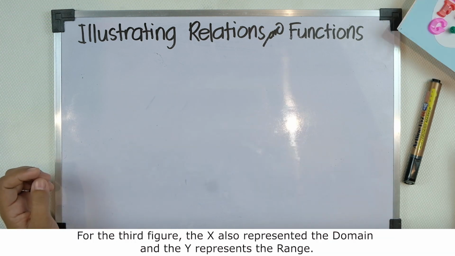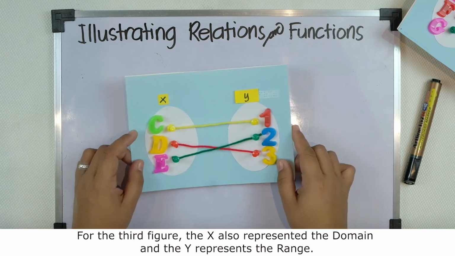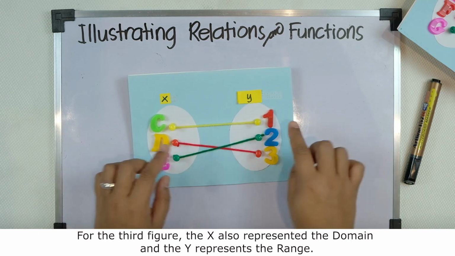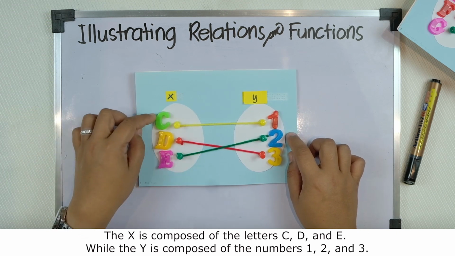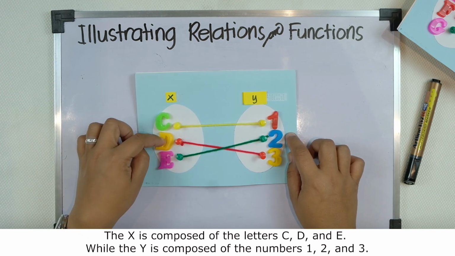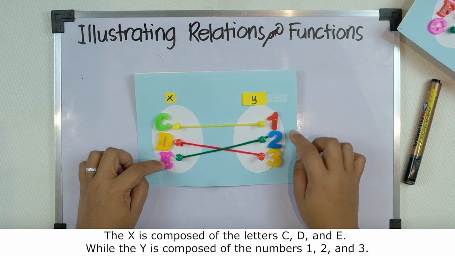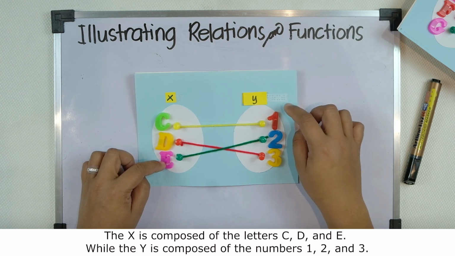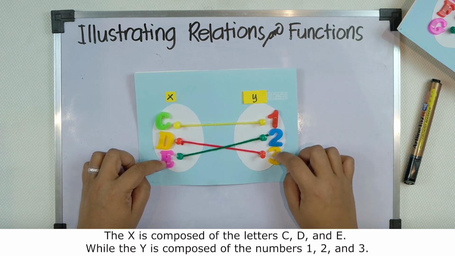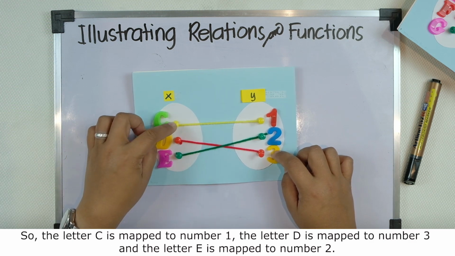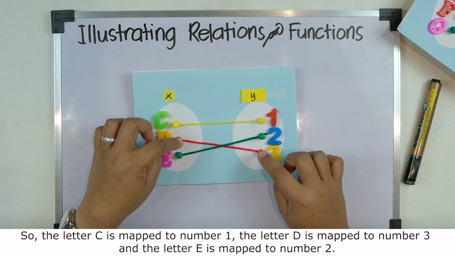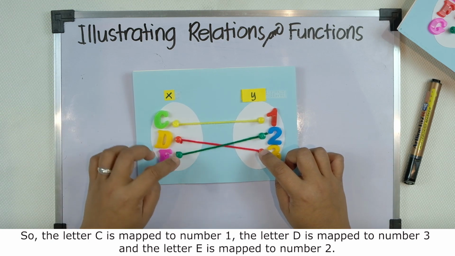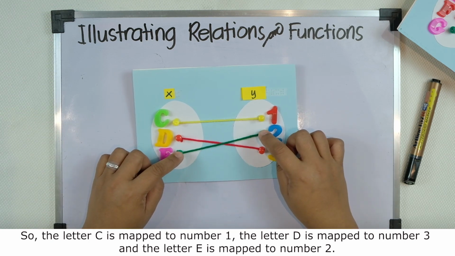For the third figure, the X is also represented by the domain, and the Y represents the range. So the elements here in the domain, we have the letters C, D, and E. And the elements in the Y, we have the numbers 1, 2, and 3. The letter C is mapped to number 1. The letter D is mapped to number 3. And the letter E is mapped to number 2.